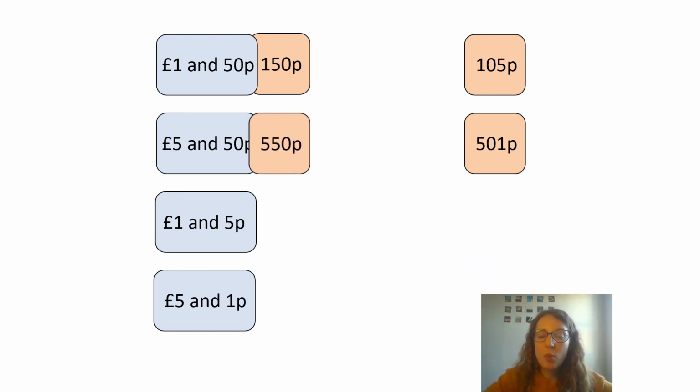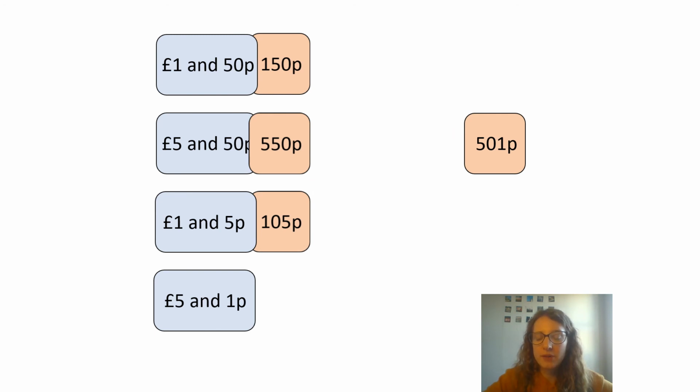So this one we've got £1 and 5. So it's 105. And that leaves us with our last one, £5 and 1 pence. So again, each pound is 100, so 501 pence. Well done if you managed to match all.